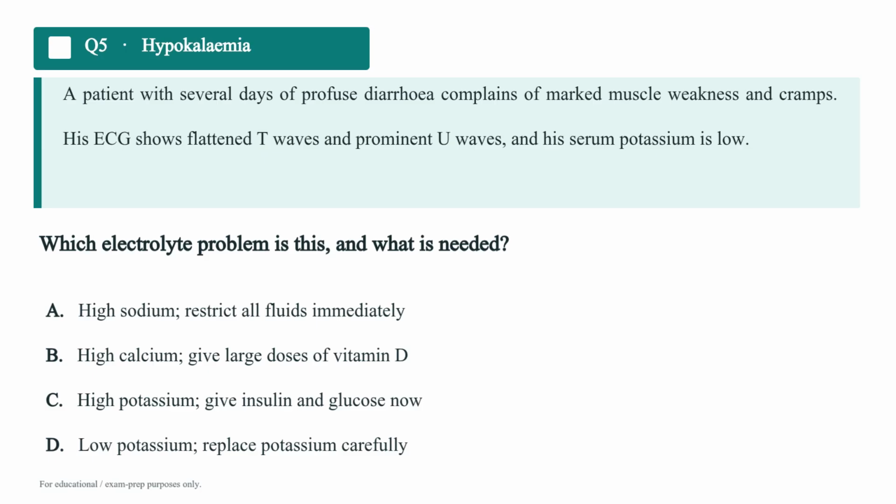Option A, high sodium, restrict all fluids immediately. Option B, high calcium, give large doses of vitamin D. Option C, high potassium, give insulin and glucose now. Option D, low potassium, replace potassium carefully. Pause here and choose your answer.